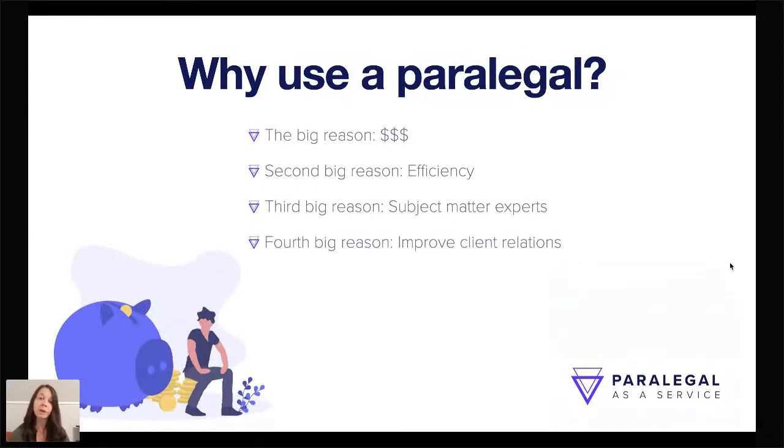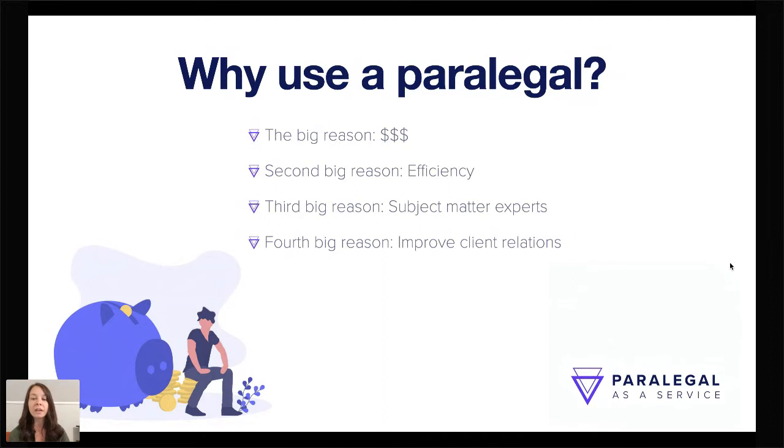The next reason is a lot of paralegals have been working in their specific areas for 20 years. They really have worked with all different types of cases and scenarios and courts and trustees and judges. And they really do have a lot of knowledge that they can share.